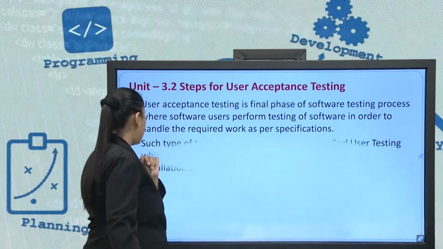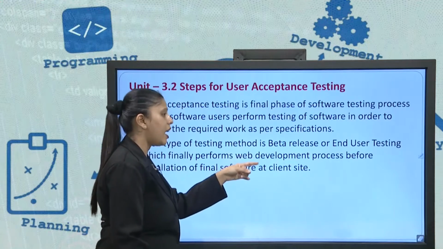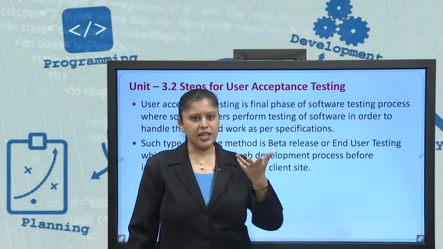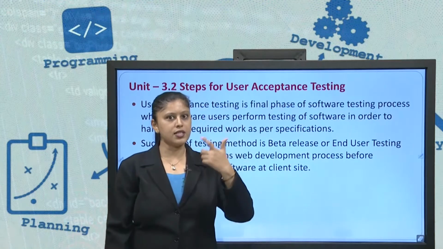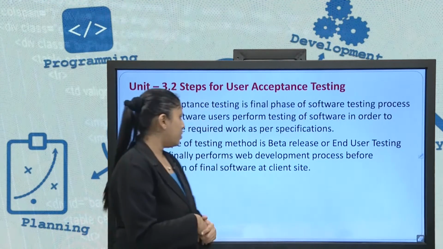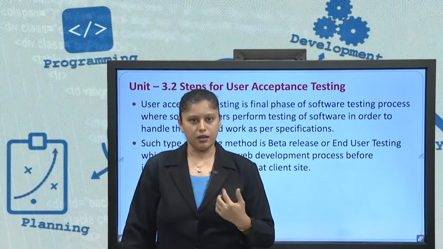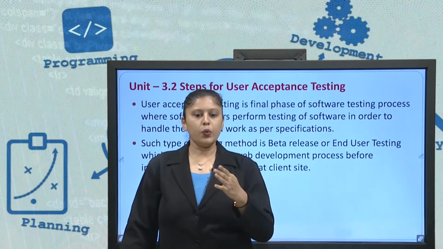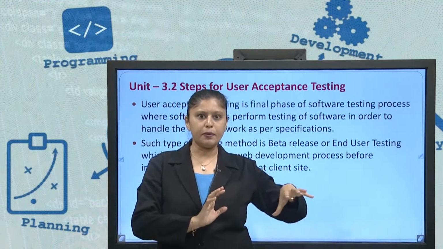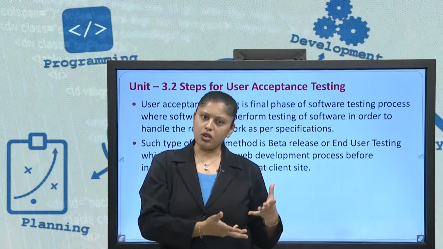Such a type of testing method is beta release or end user testing. It is going to be a beta testing or an end user testing. We have already seen this in the previous unit of the same block, but before that, I would still revise what beta testing is. Beta testing is something which is done by a set or group of people outside the organization, and end user testing is also one and the same.